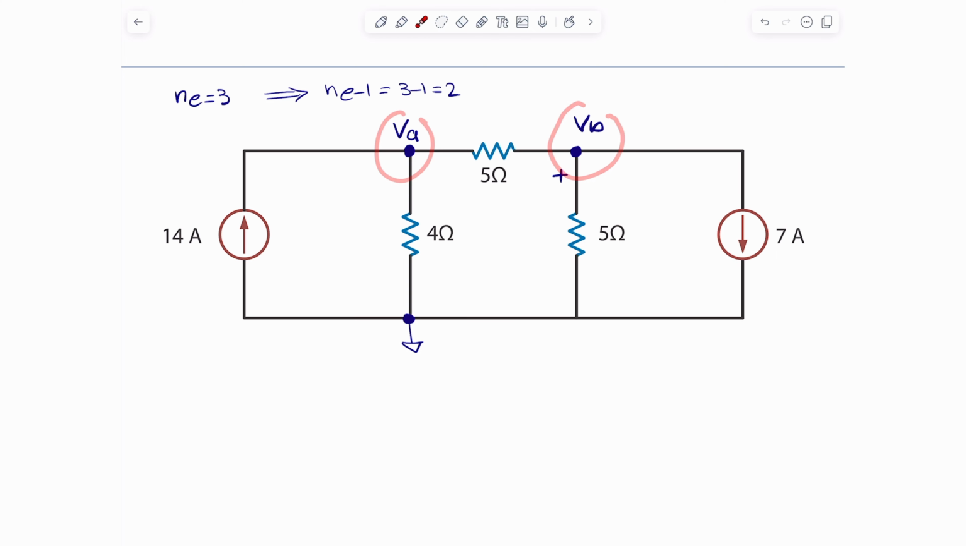All right, so let me now focus on point A and write the nodal analysis equations for that particular node.